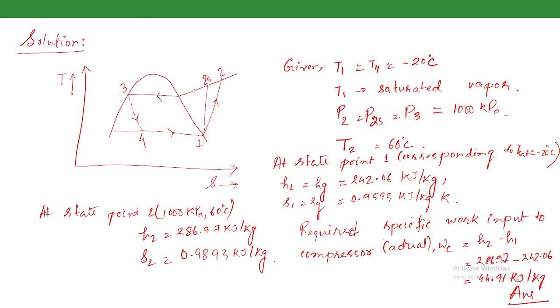H2S minus H1 is the isentropic compression process. That is basically an ideal compression process in which the minimum amount of work will be required. But when it is not isentropic, that is, not reversible adiabatic, when it is an actual compressor, then there will be losses. So the compression work will increase. So the compression work will be H2 minus H1.